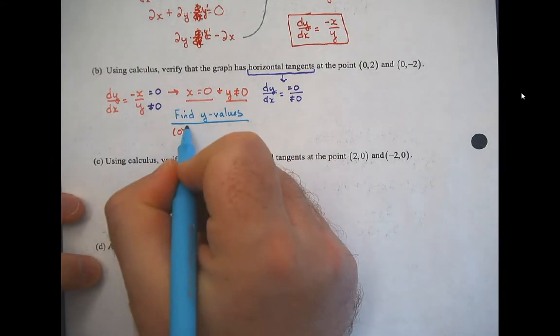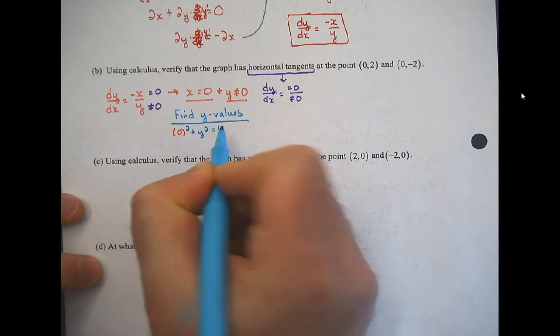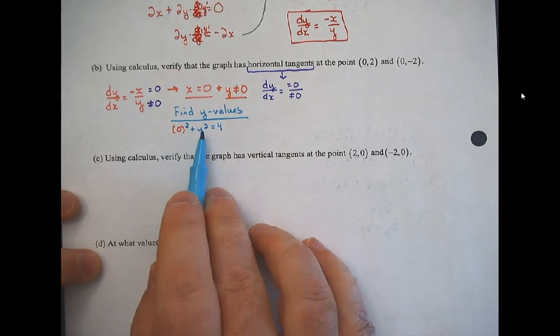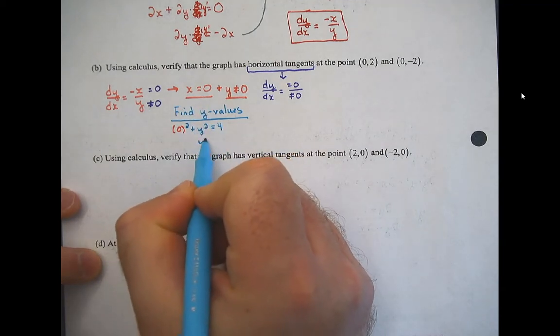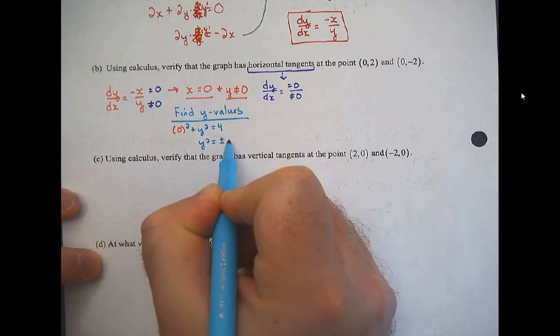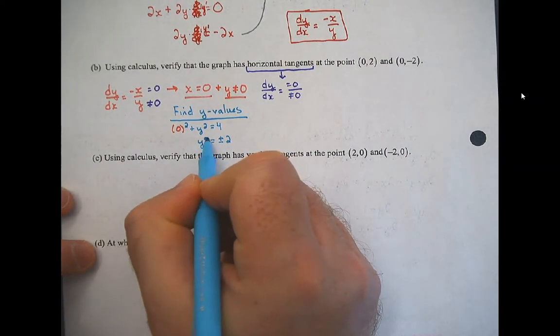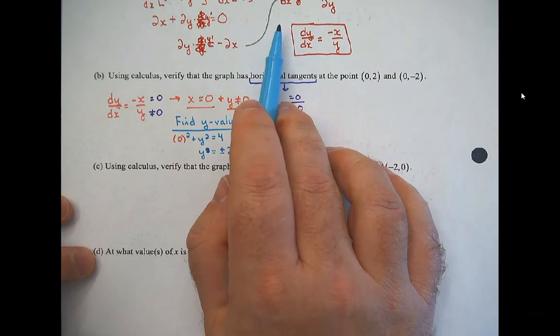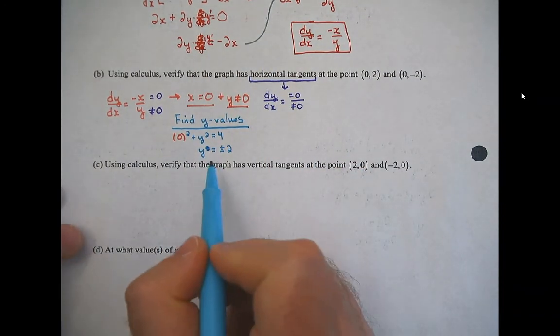So I would have 0 squared plus y squared equals 4. Well, that 0 doesn't matter, so I would have y squared equals 4. I would square root both sides, and I would get y equals plus or minus 2. My bad, I'm still struggling from this error up here.